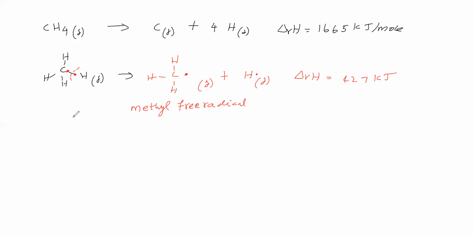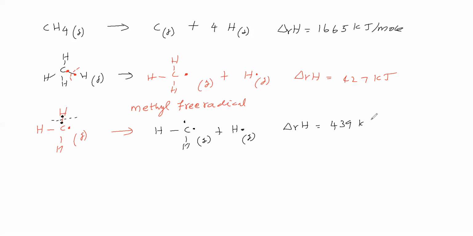Then we will take the CH3 dot for homolytic cleavage. What we are getting is CH2 with two dots, and now an H dot, in gas state. For this, the enthalpy of reaction is 439 kilojoule per mole.